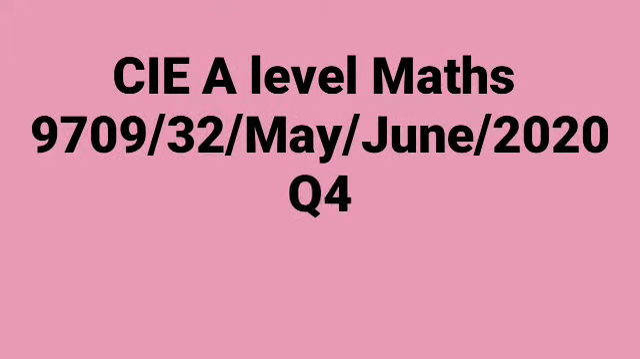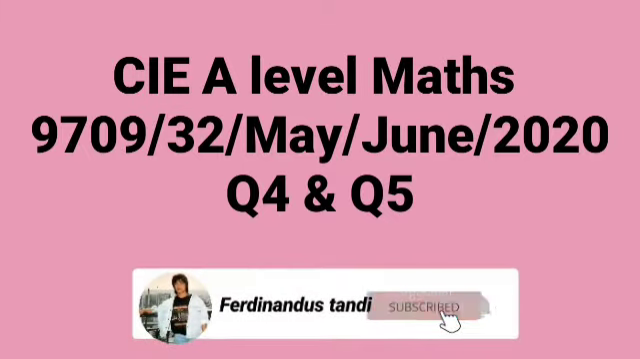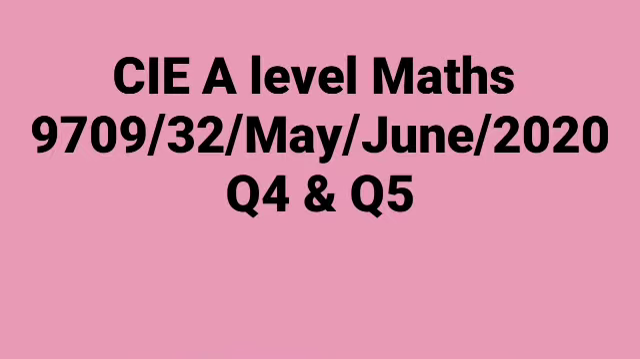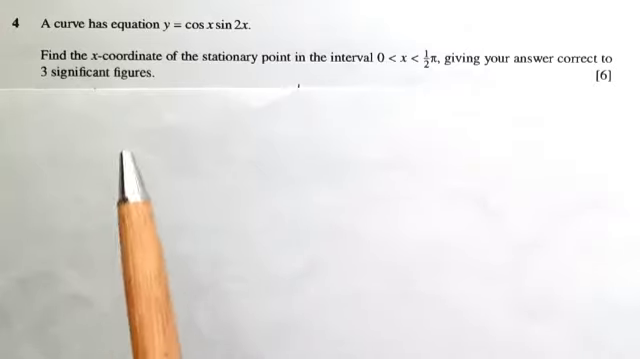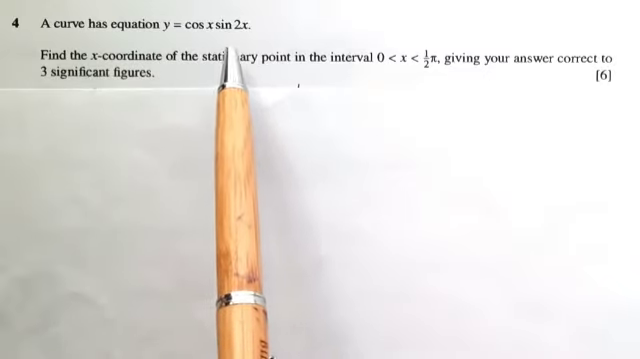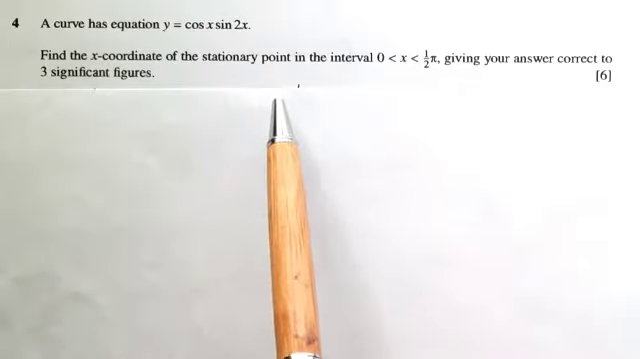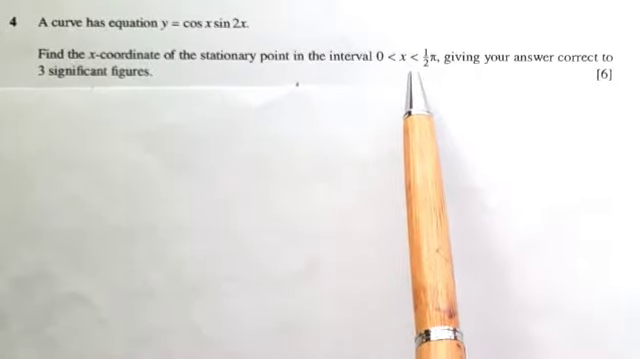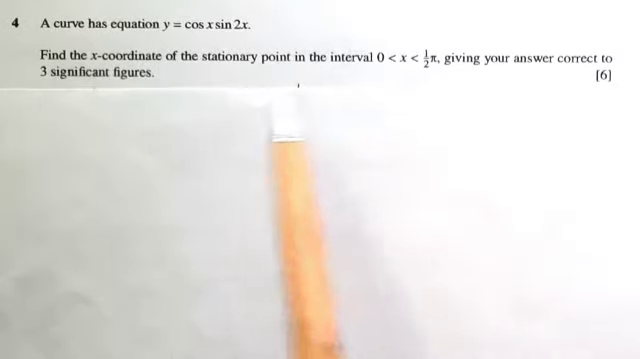Today we will discuss past papers, Paper 3, that is paper 32, May-June 2020. Now this is question number 4. A curve has an equation y equals cos x times sin 2x. Find the x coordinate of the stationary point in the interval x from 0 to pi over 2, giving your answer correct to 3 significant figures.